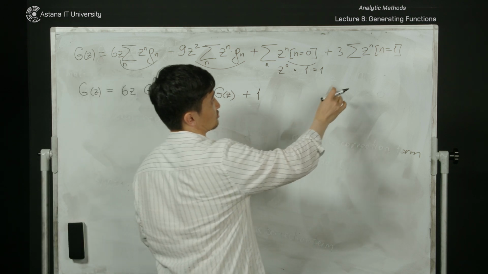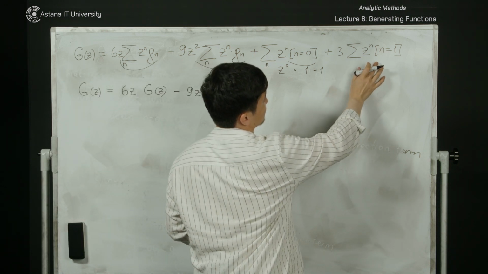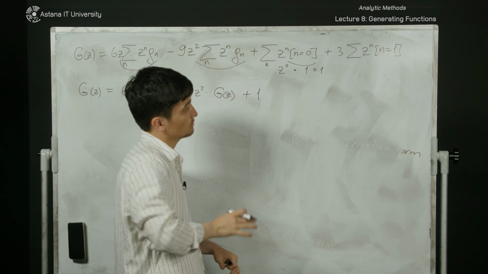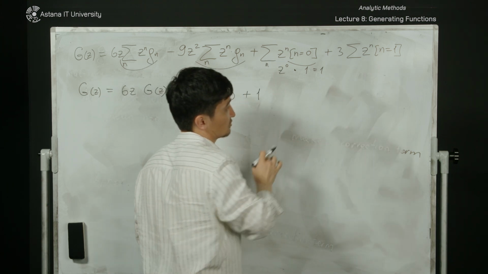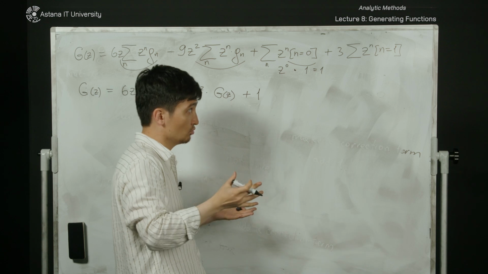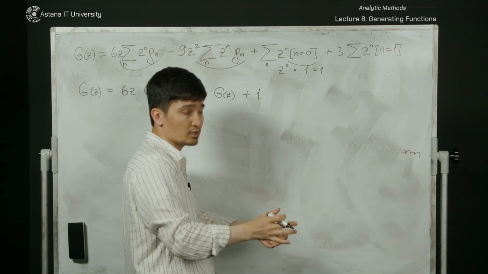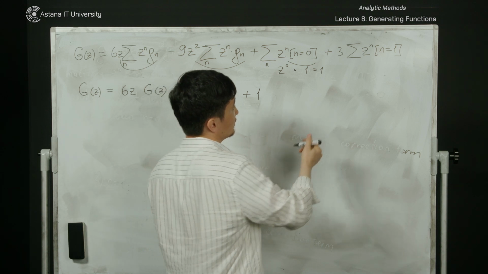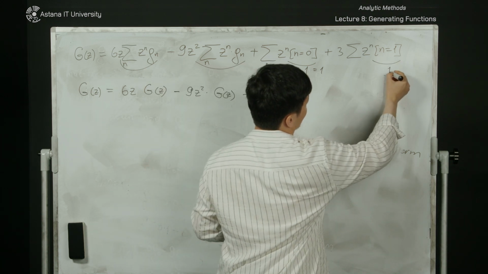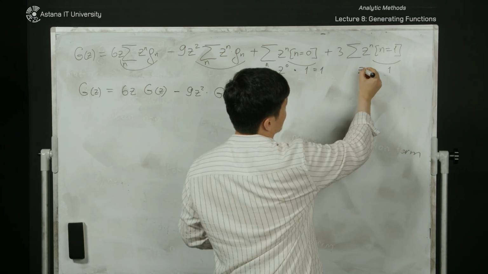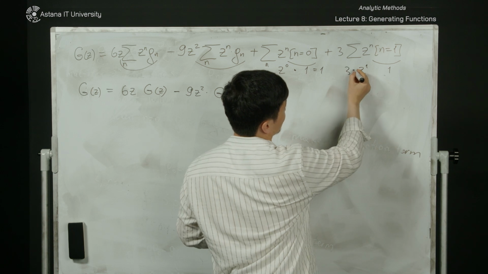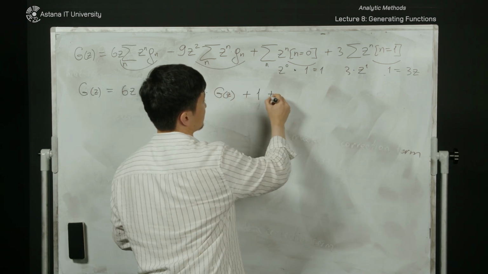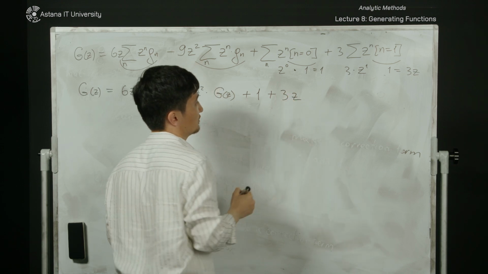Over here, the same logic. This sum only has a value when n equals 1. When n is not equal to 1, the binary function gives me value 0, and the whole thing vanishes. So only when n equals 1, I have some value, which is going to be 1 for this, and z to the power of 1 for this, and I have 3 outside. So basically, I will have 3z. And I'm going to write over here, therefore, 3z.